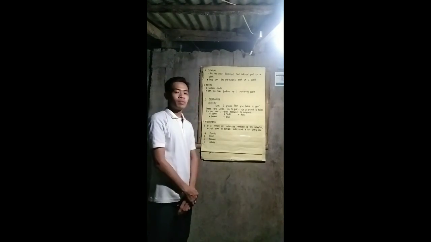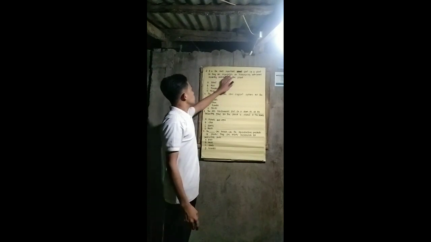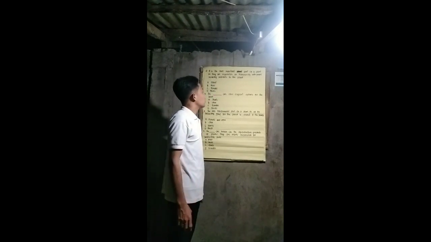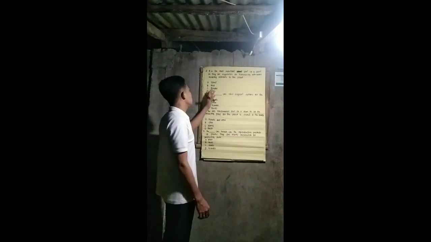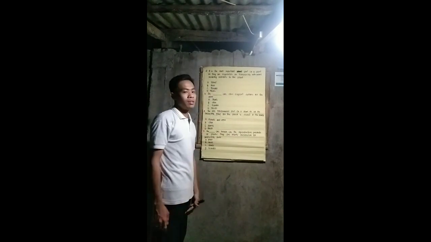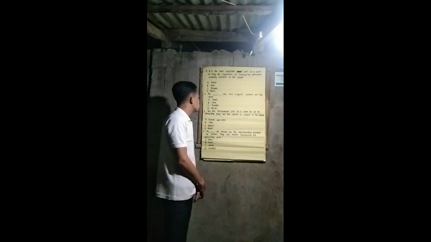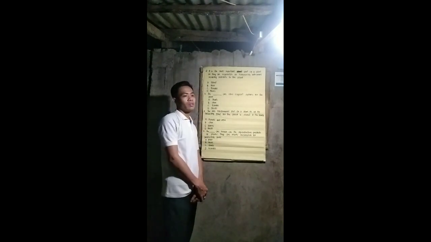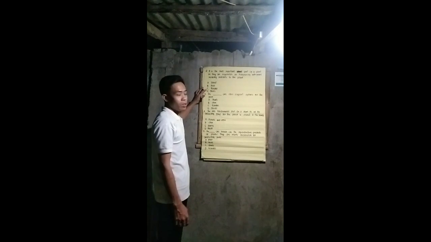Number 2, it is the most important part of a plant as they are responsible for transferring necessary nutrients to the plant. Letter A, plant. Letter B, roots. Letter C, flowers. And letter D, fruits. So write your own correct answer, A, B, C, or D.